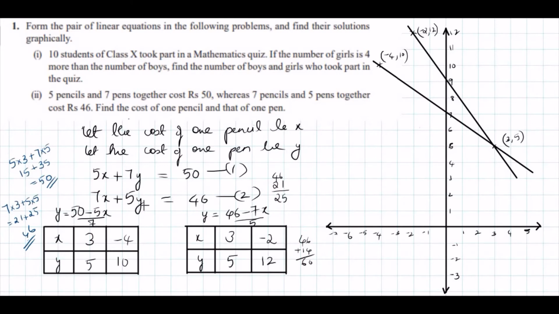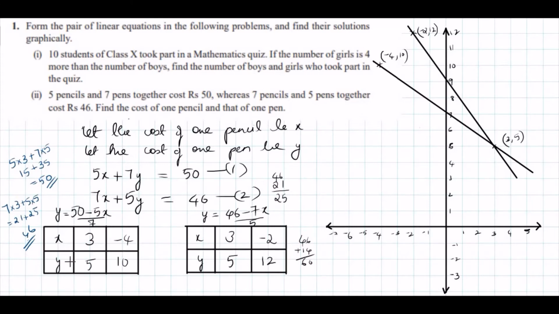So after writing the algebraic representation, write y in terms of x. So you get y is equal to (50 minus 5x) by 7. And for the second equation, y is equal to (46 minus 7x) by 5. After writing y in terms of x for the first and second equation, you have to write the solutions for both the equations.